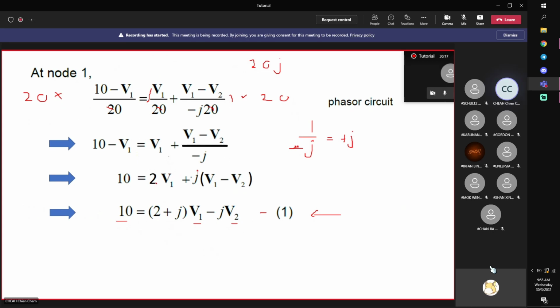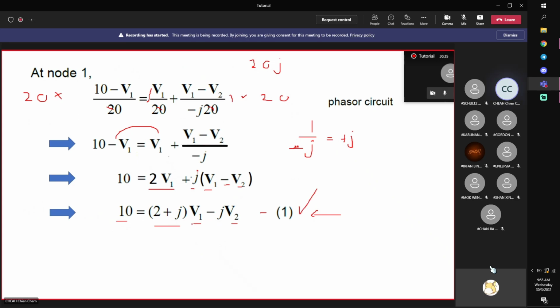Okay. And then after that, I bring V1 over here. I get 2V1. Then I group V1 together, right? I get 2 plus J. And V2 only one term, right? There's a negative sign, so I get negative J, V2. So this is the equation that I want.